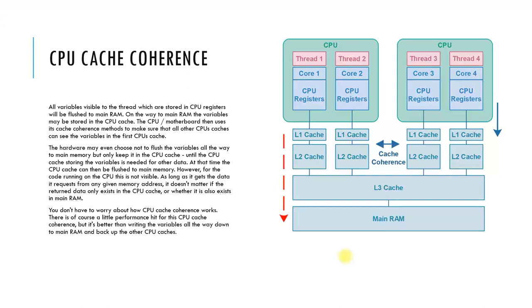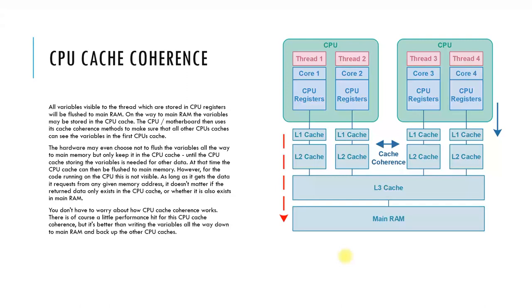So in this case, all variables visible to the thread, which are stored in CPU registers, will be flushed to main RAM. On the way to main RAM, the hardware uses cache coherence methods to make sure that all other CPU caches can see the variables in the first CPU cache. The hardware may even choose not to flush the variables all the way to main memory, but only keep them in the CPU cache until the cache storing the variable is needed for other data. At that time, the CPU cache can then be flushed to the main memory.